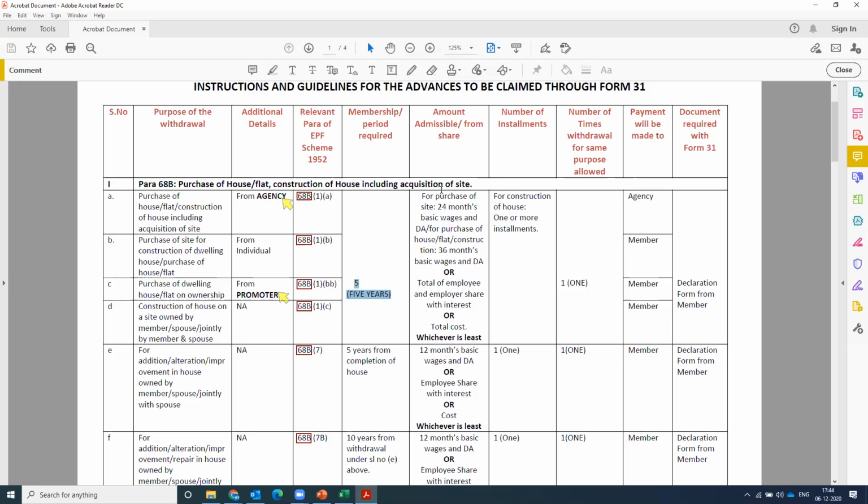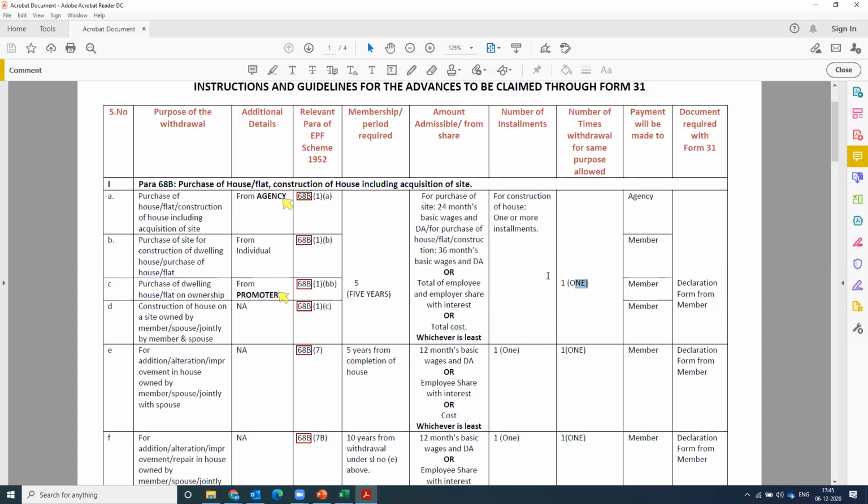And what amount can he withdraw? He can withdraw up to this amount. For purchase of a site, 24 months of basic wages and DA. For the purchase of a house, flat, or construction, 36 months of basic wages and DA, or the total of the employer and the employee share with interest, or the total cost, whichever is least. Means, out of 24 months basic and DA, 36 months basic and DA, or the total employer and employee share in the PF fund, or the total cost of the property, whichever is least of these would be given to the employee for this specific reason.